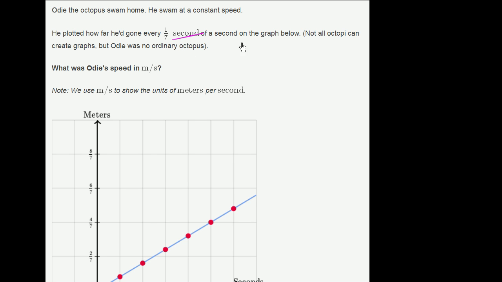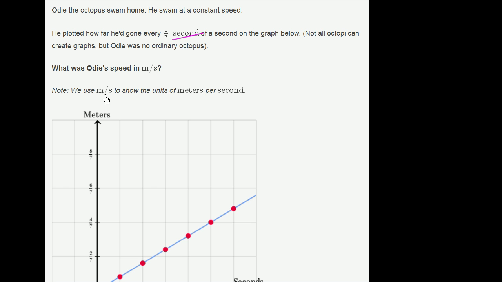Not all octopi can create graphs, but Odie was no ordinary octopus. And actually, octopi are some of the smartest creatures on this planet, after probably dolphins and great apes and most primates, but they're still fairly smart, smarter than most fish. What was Odie's speed in meters per second?